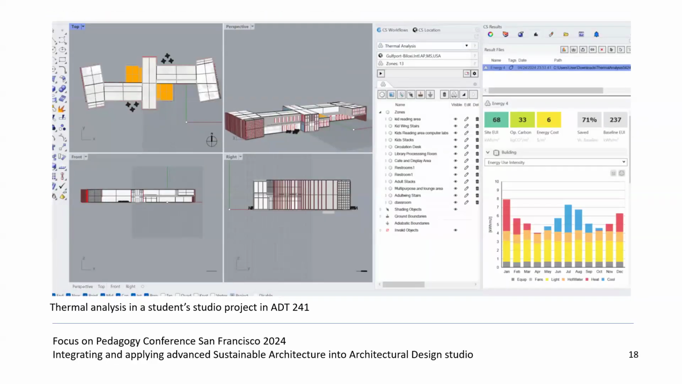Another option for the Climate Studio is the thermal analysis. So they also model the whole buildings and conduct a thermal analysis. And as you can see, the baseline for the energy EUI is 237 kilowatt hours per square meter.